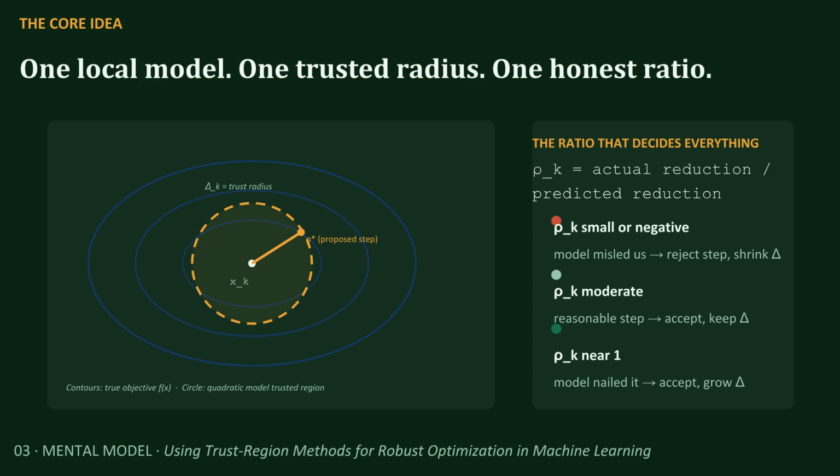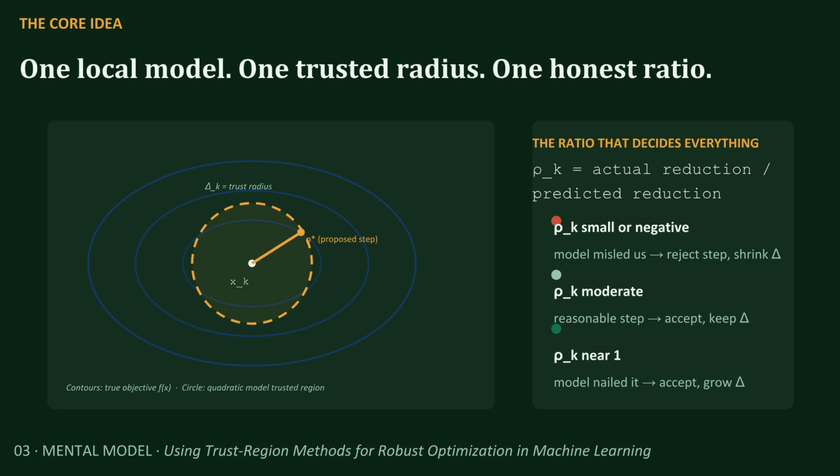At each point in the optimization, call it x sub k, we build a local quadratic model of the objective, using the gradient and either the true Hessian or some approximation of it. Rather than trusting that model everywhere, we restrict our candidate step to a ball of radius delta sub k. That's the trust region you see drawn here as the dashed circle. We solve, at least approximately, for the best step inside that ball.